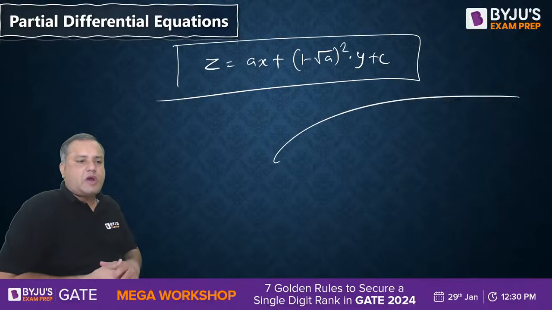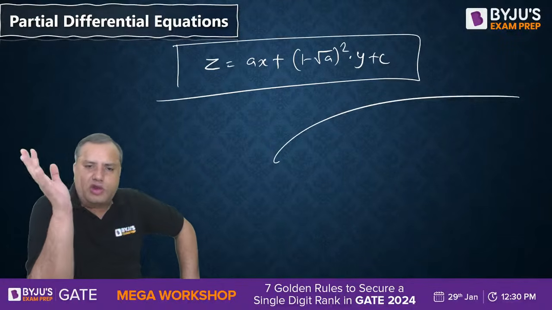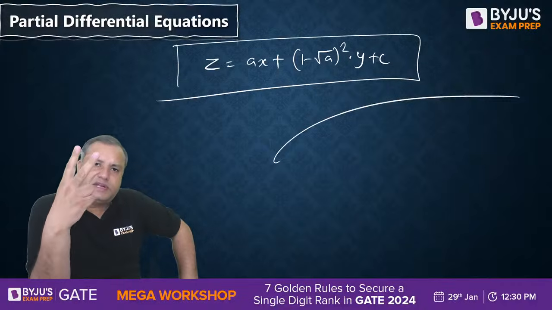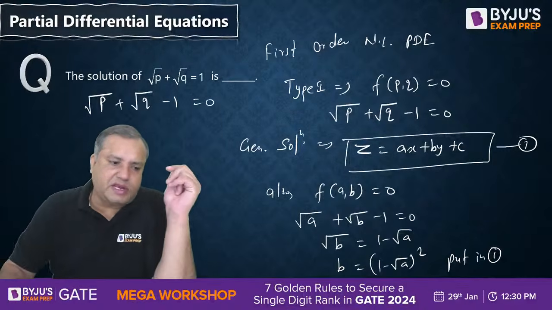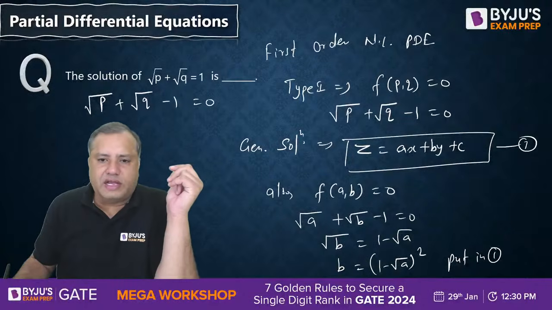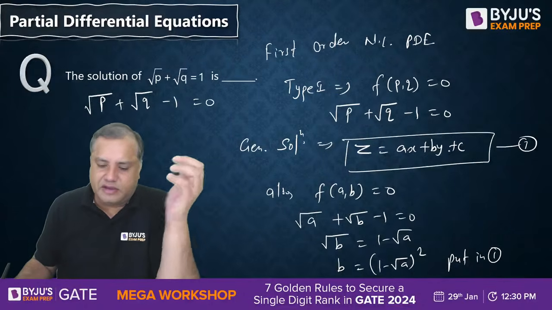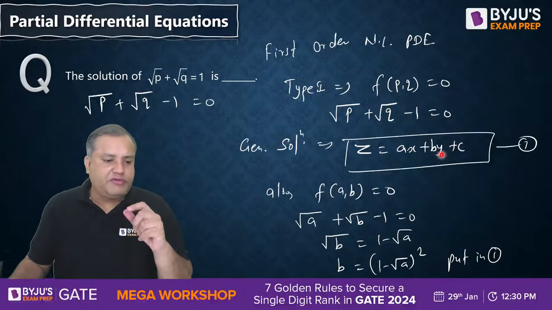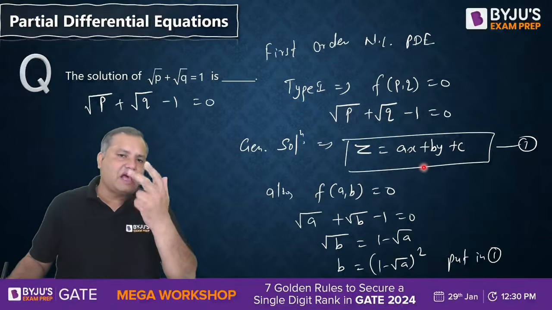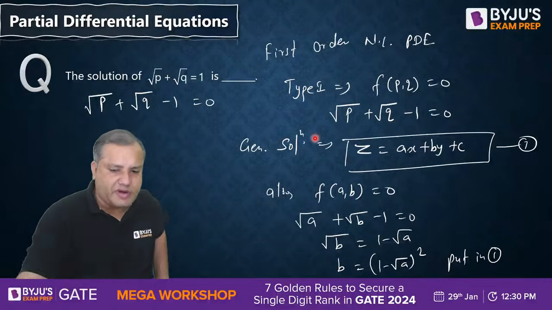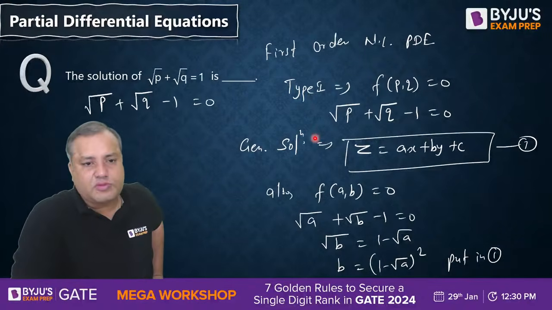So you can clearly observe here that the solution of a nonlinear PDE is containing 2 arbitrary constants only. This format is having 3 constants a, b, c. But we are replacing b in terms of a. So ultimately the final answer is having only 2 arbitrary constants. Remember this. This can also be a question.